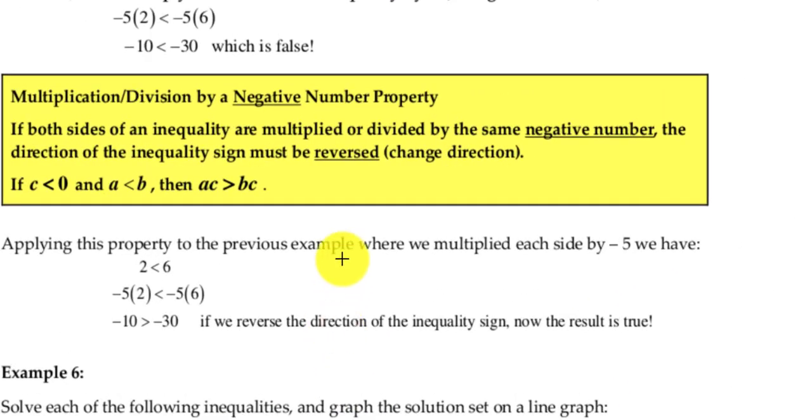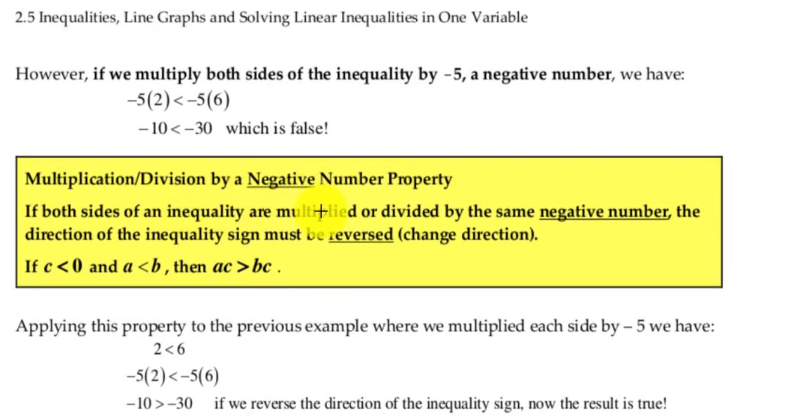So the only thing that changes is when we multiply or divide by a negative number. So if I have 2 is less than 6 and I multiply by a negative 5, now I have negative 10 is less than negative 30. That's not true. Negative 30 is less than negative 10. So you have to change the inequality sign. It has to point the other way. So when we multiply or divide, we have to change the direction of the inequality sign, only when we multiply and divide by a negative number.